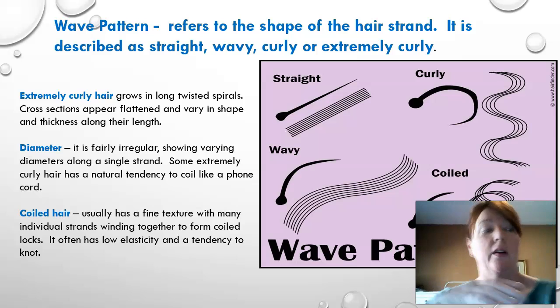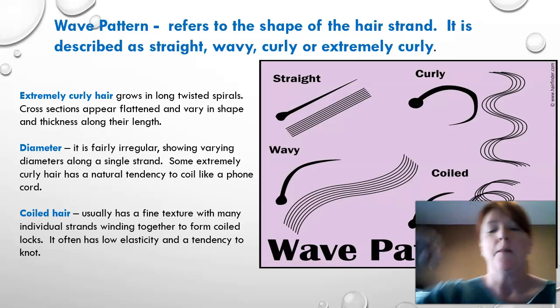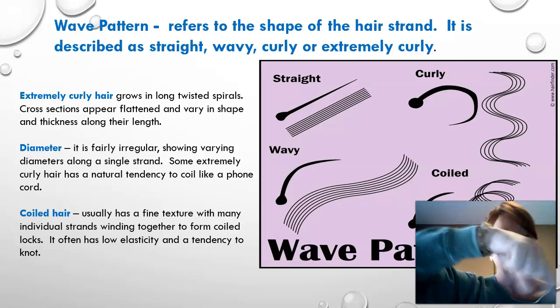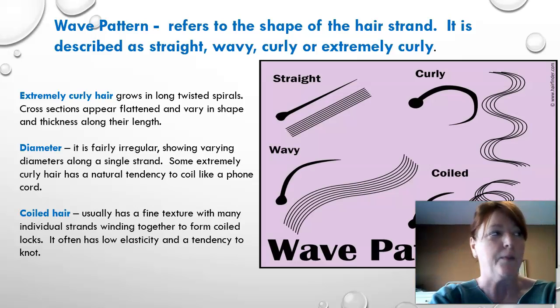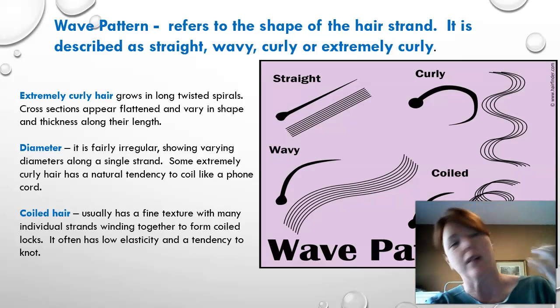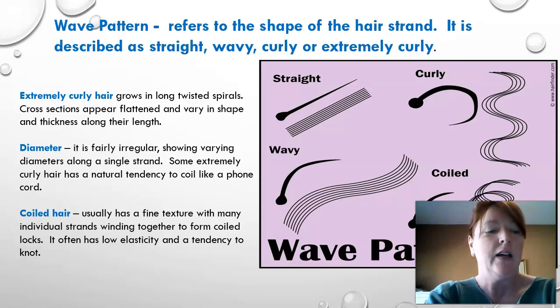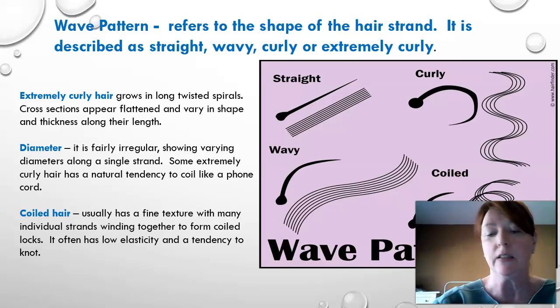If you all remember what an old school telephone cord looks like, it's that very, very curly shape that you can pull straight, but as soon as you let it go, it pops right back into that. And coiled hair usually has a fine texture with many individual strands winding together to form coiled locks. It has a very low elasticity and a tendency to knot very easily.